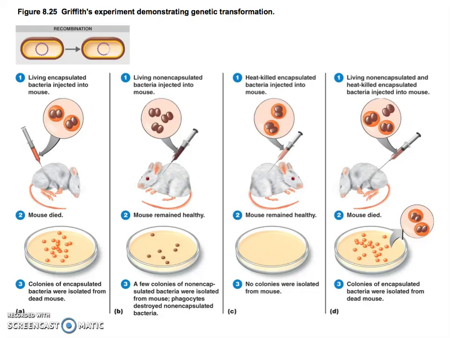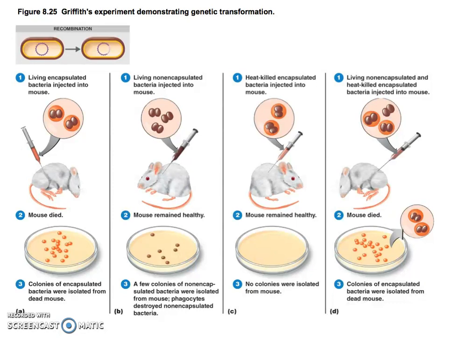So here we have a recombination event from Griffith. Encapsulated organisms were injected into a mouse. The mouse died. Colonies from the encapsulated bacteria were isolated from the dead mouse. Living non-encapsulated bacteria were injected into the mouse. The mouse remained healthy. Few colonies of the non-encapsulated bacteria were isolated. So we took heat-killed encapsulated microorganisms, so their DNA is still active, and we injected it into the mouse. Living non-encapsulated and heat-killed encapsulated bacteria were then injected into the mouse, and the mouse died.